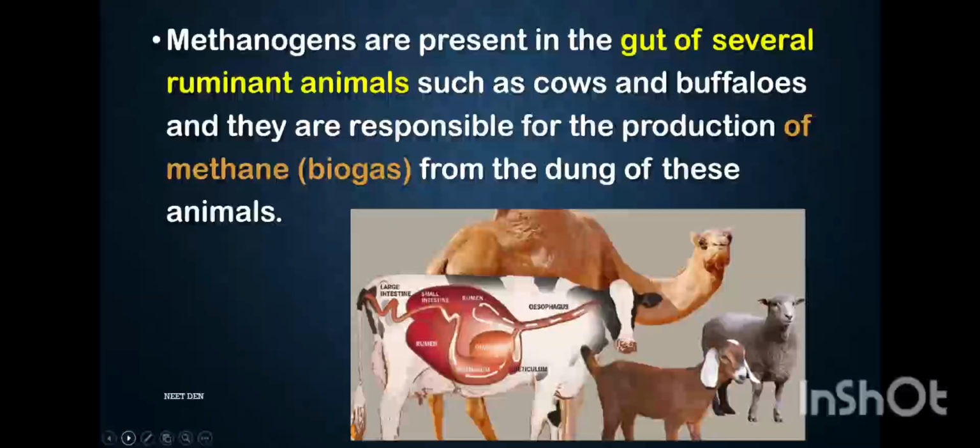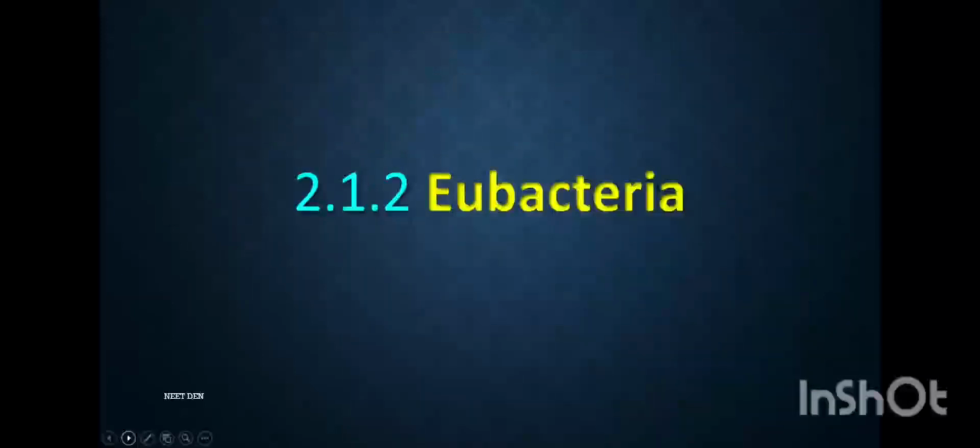And these bacteria, which are present in their gut, are responsible for production of methane, a biogas, which is obtained from the dung of these particular animals. So this biogas can be used for electricity production, for production of heat. It can also be used as a cooking gas in the kitchens. So this was all about Archaebacteria.